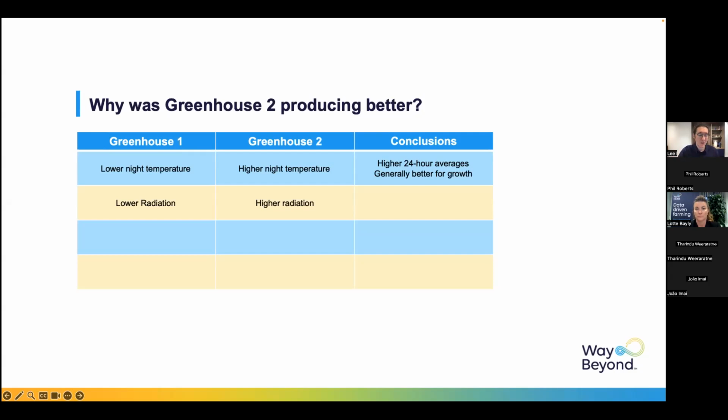Greenhouse 1 also had lower radiation than greenhouse 2. As we all know, the more light you have, the better production you're going to have, the more healthy your plants are going to be, the better quality production you're going to have. Higher humidity in greenhouse 1. High humidity indicates that they're more susceptible to disease, particularly fungal diseases. And so this likely also had an impact on the quality of the produce coming out of greenhouse 1.